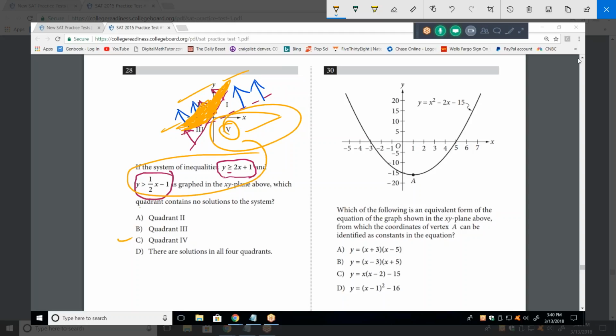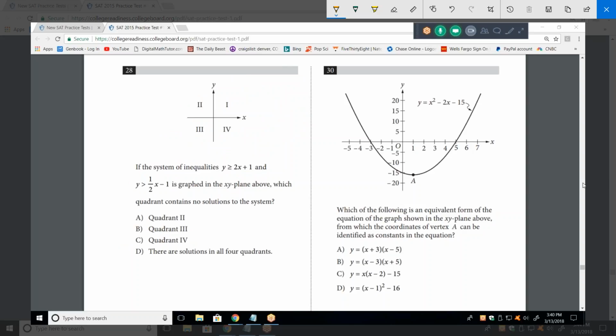So that really wasn't too terribly difficult. It's just that you really had to understand how to graph inequalities and which side to shade, and then finding the common region. The orange region is my common region, and the solution has to lie in that common region.